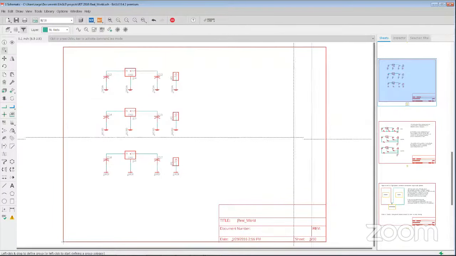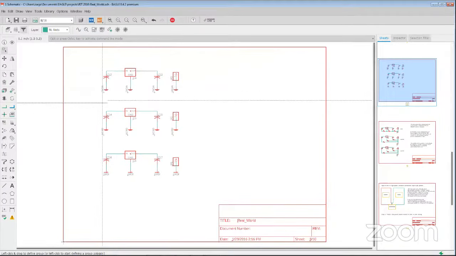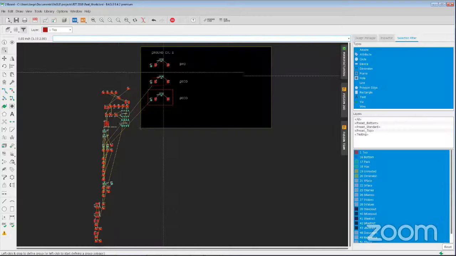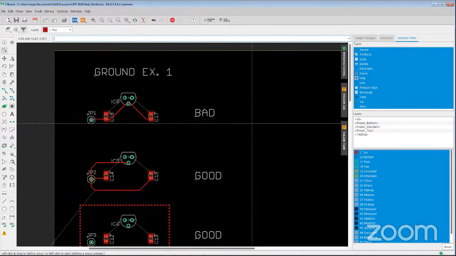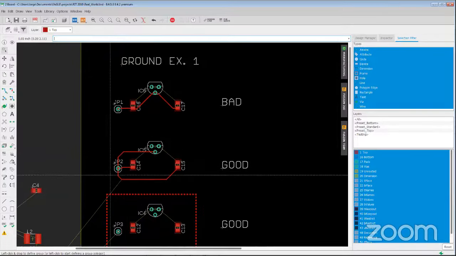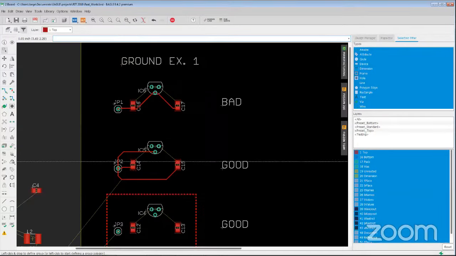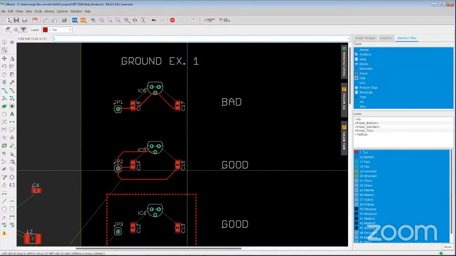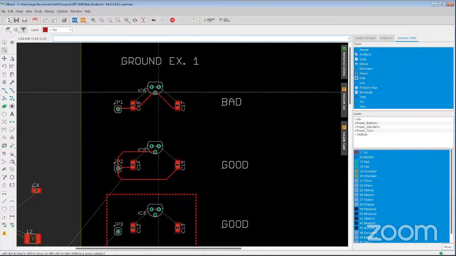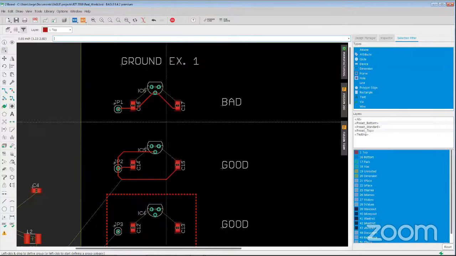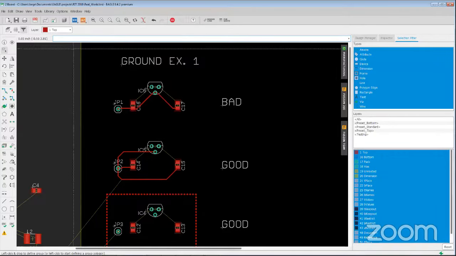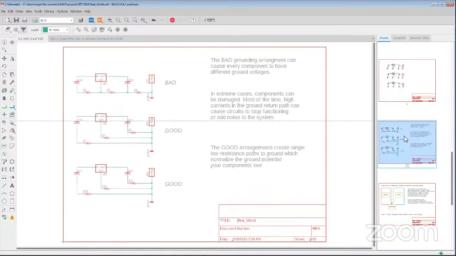Okay, so in the schematic, they're all represented the same way. But if we go to the board, you'll see that the way they're implemented is very different. So here we have a daisy chain grounding arrangement, which is considered bad. We have a star ground, and then we have the plane. Star grounds and planes are considered best practice. Daisy chains are always considered bad, even though in simple circuits it does work just fine. And in many circuits it works just fine. But what's the problem with this? Let's go to the next.